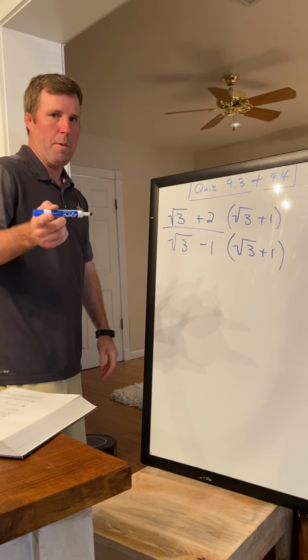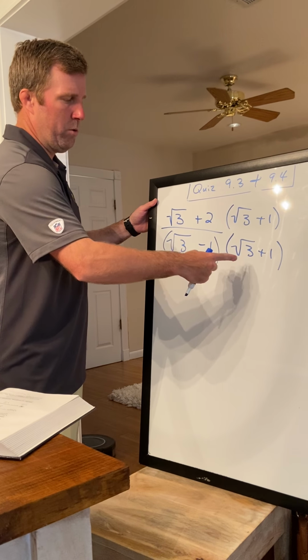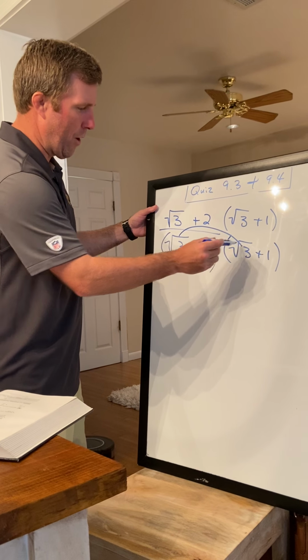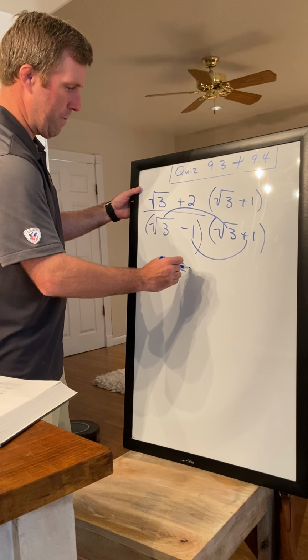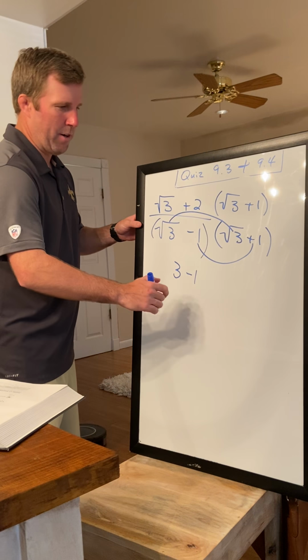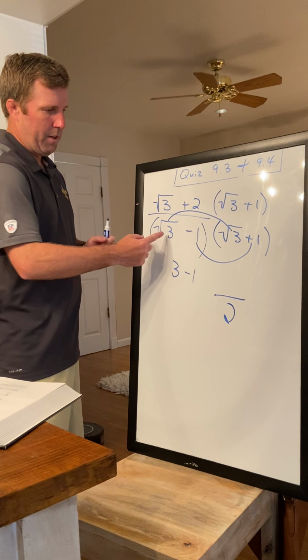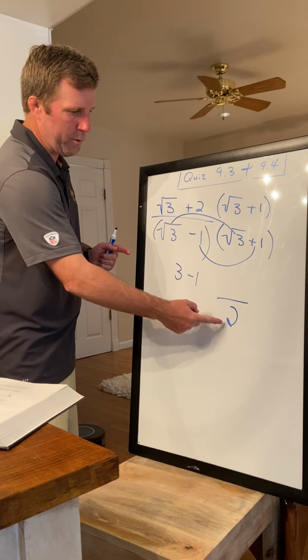Okay? And remember, when we multiply by a conjugate, when we FOIL, the two middle terms, the O and the I, cancel. So first times first, last times last. So in my denominator, I'm going to get 2. Okay? First times first gives me this. Last times last gives me this. 3 minus 1 is 2.